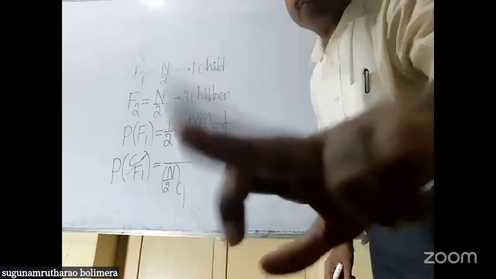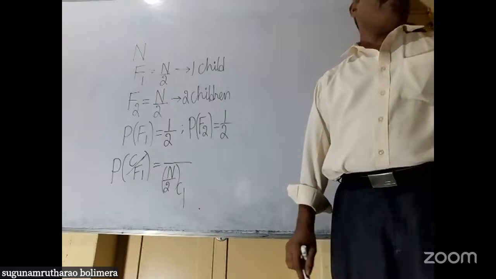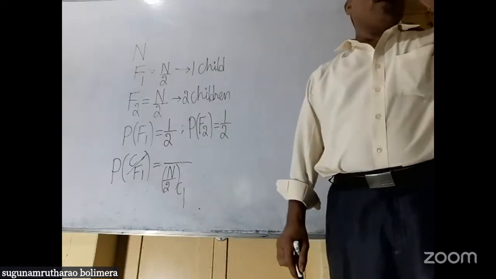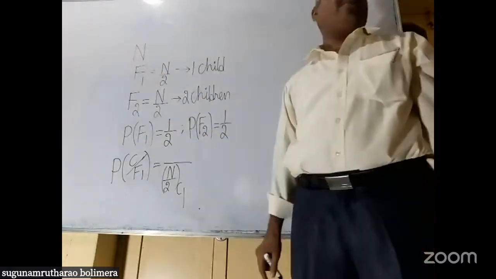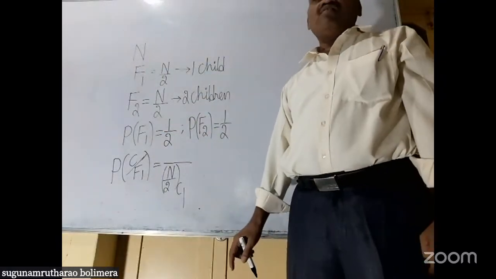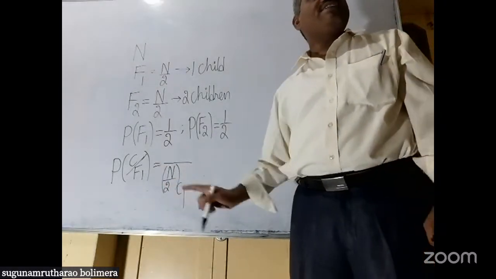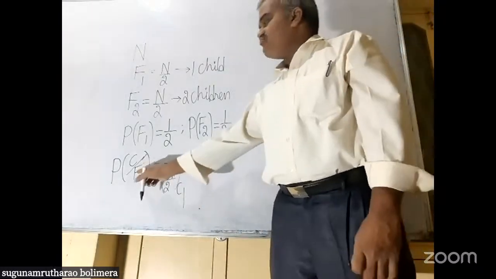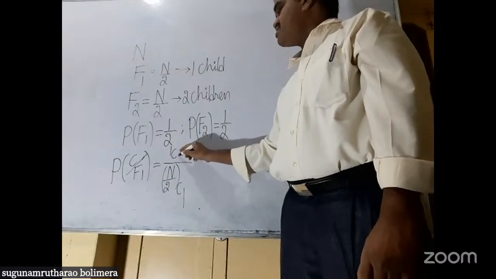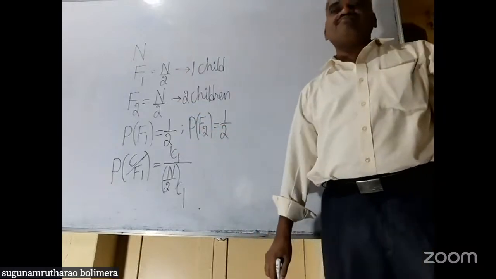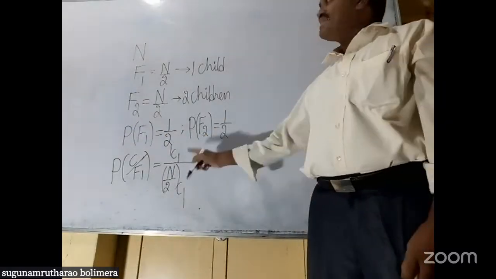Out of n by 2, I have chosen one child. Total number are n families. From half of the families, you have chosen a child. F1 is having one child. One child per family means one C1, one chosen out of that one child in that first half group.